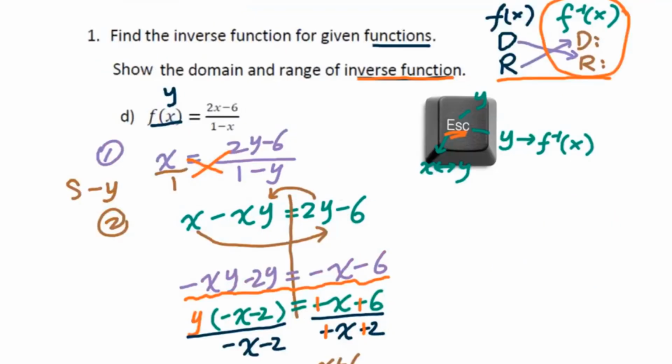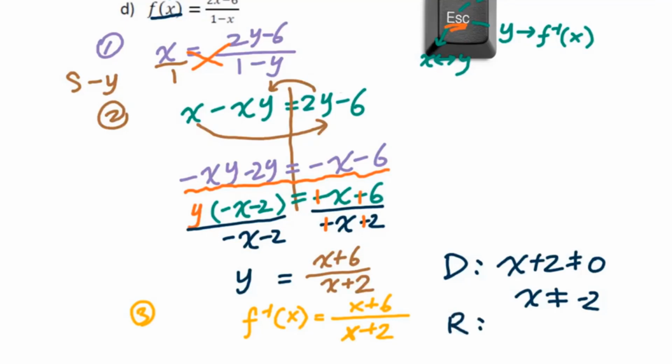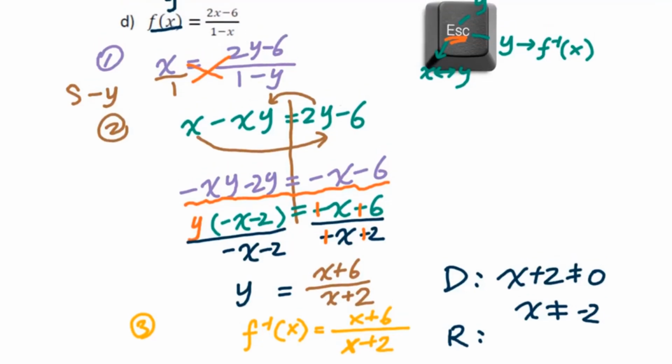Now we need to figure out the domain and the range of the inverse function. This is a rational function, so we can figure out the domain: the denominator is not equal to 0, so x is not equal to negative 2. That's the domain of the inverse function. But how do you get the range? For a rational function, there's no clue for the range, so we go back to the original function.